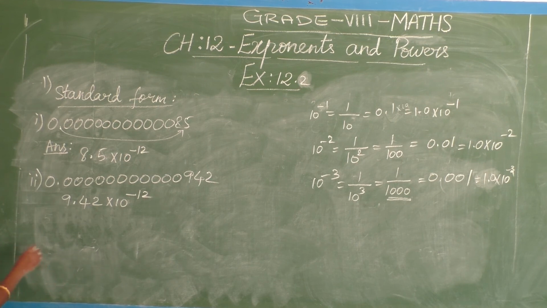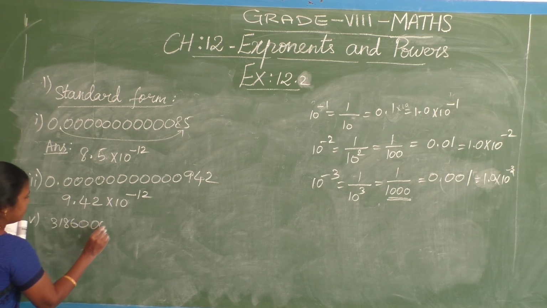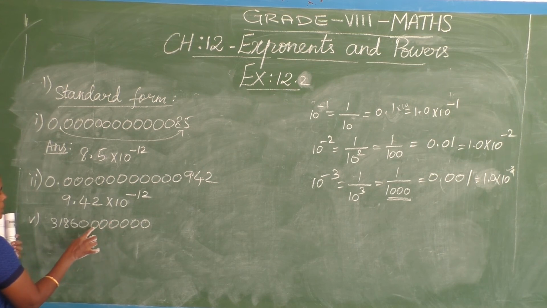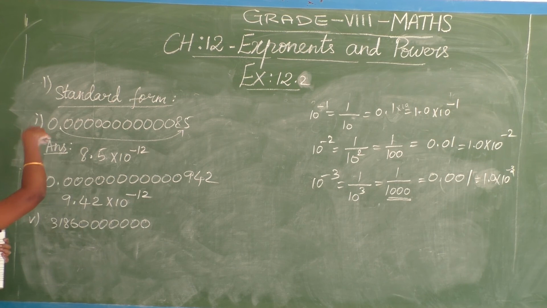Okay, one more question. Fifth question. Whole number wise I have taken 3186 with how many zeros? 1, 2, 3, 4, 5, 6, 7 zeros, and then this number. This is to be written in standard form. Up to this, we have seen decimal numbers, so the point moved left to right, and left to right means a negative power came. Here, this is a whole number.